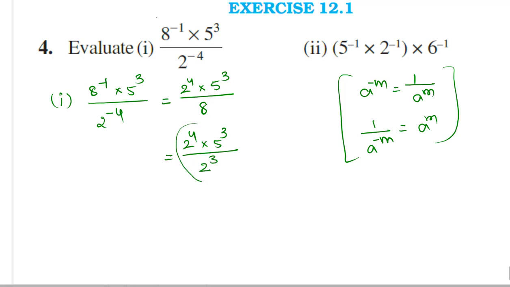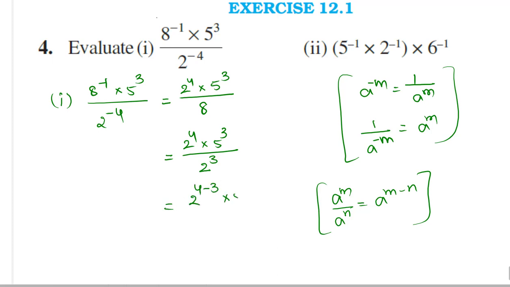Now you observe these two, 2 to the power of 4 divided by 2 cube. That is in the form of a to the power of m by a to the power of n, which is equal to a to the power of m minus n. So that is equal to 2 to the power of 4 minus 3 then times 5 cube. So 2 to the power of 4 minus 3 means 1. So 2 to the power of 1 times 5 cube means 5 into 5 into 5, that is 125. So this is equal to 2 into 125 gives us 250. So that is the final answer.